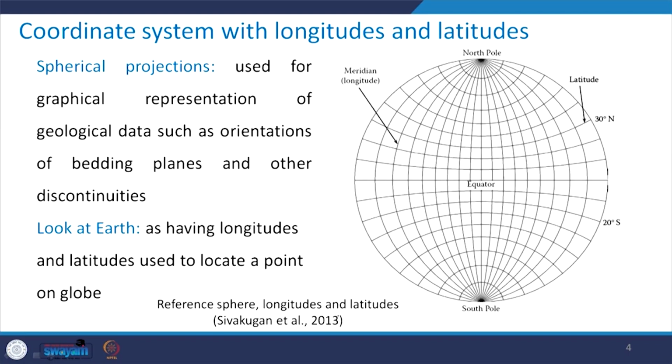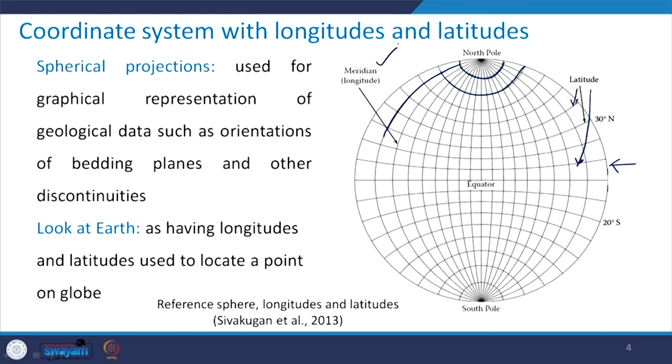Now, to first get the idea about this coordinate system, take a look at Earth. Consider a sphere which is shown here. Earth has latitudes and longitudes. So you can see that all these lines represent latitudes. And these in this direction show the longitude or meridian. So we are going to make use of this spherical projections in order to represent the graphical data related to the various geological structures.